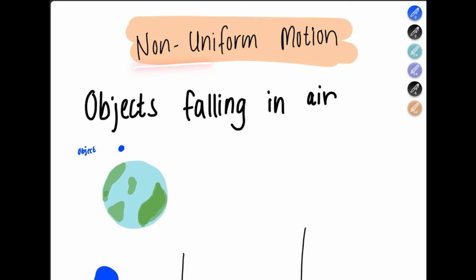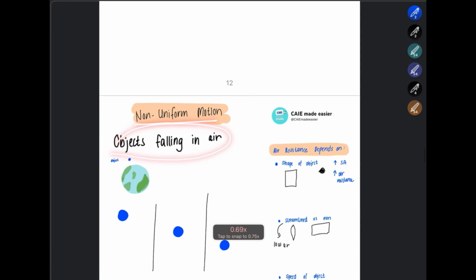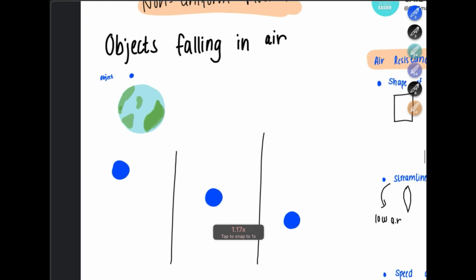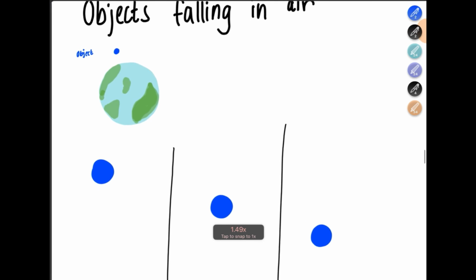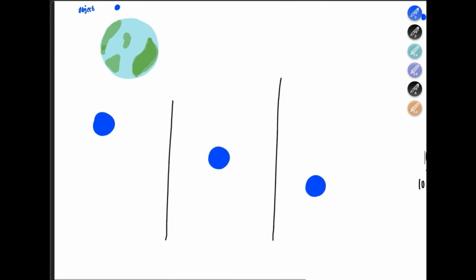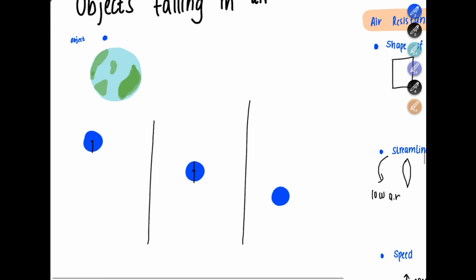Alright, now we'll look at non-uniform motion. Basically, what happens as objects fall through air and what happens as objects fall through liquids. So, what we know is that if there's an object that's falling down, what is the force that's acting on it? Now, you know that the value for g is 9.81 meter per second square. So, this is the acceleration at which the object is falling down. What's the force that's acting on it? The only force that's acting on it is its weight.